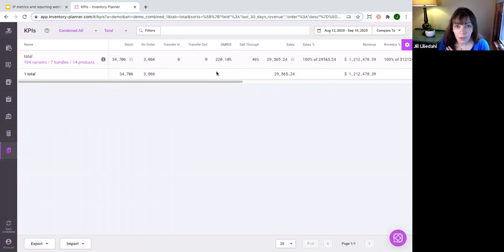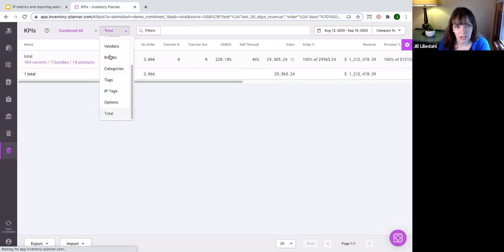So this 220%, this is telling us that we have a really great return on investment. Our sell-through overall is 46%, so probably not great. That means we have a lot of items on hand at the end of the month. Actually, the majority of items that we had on hand at the beginning of the month, we still have at the end of the month. So that's probably not great.